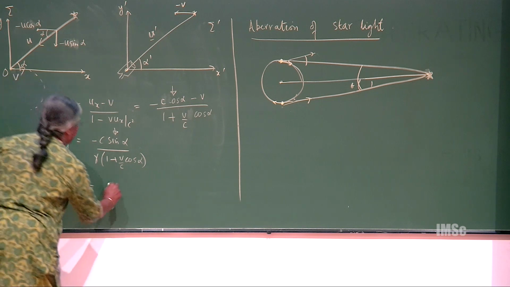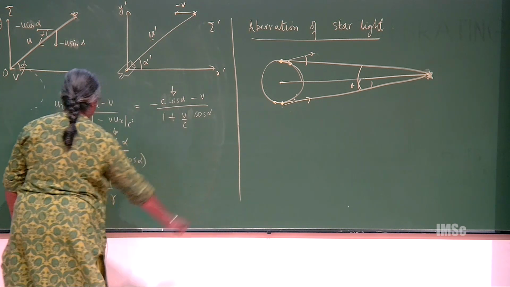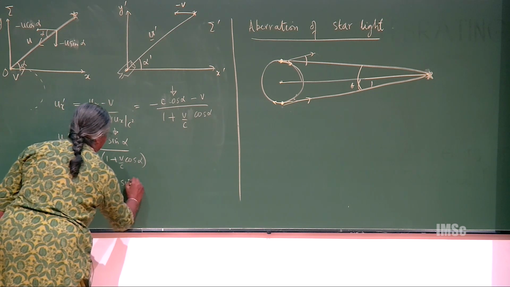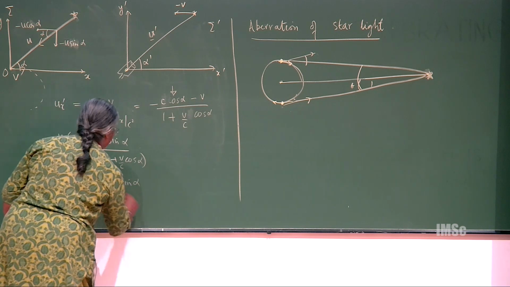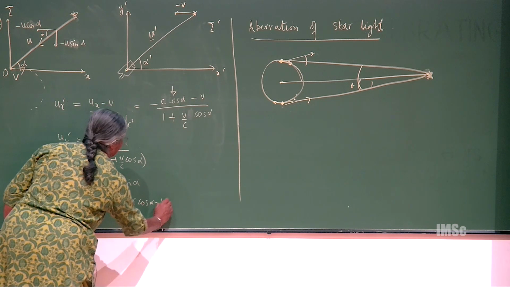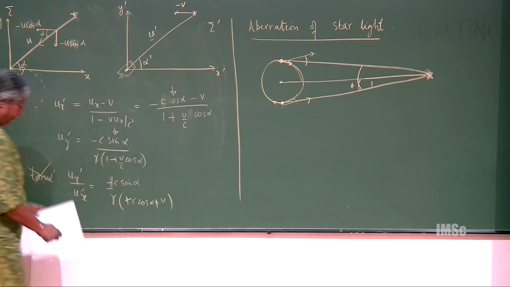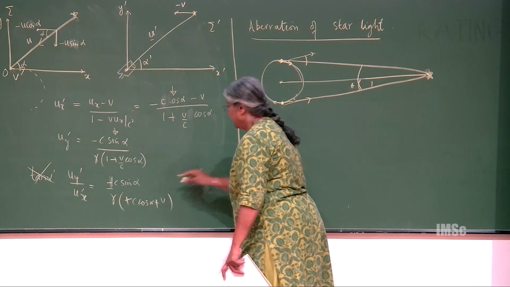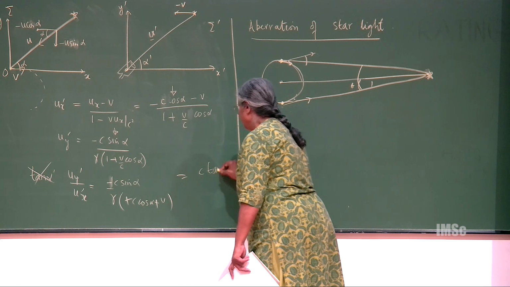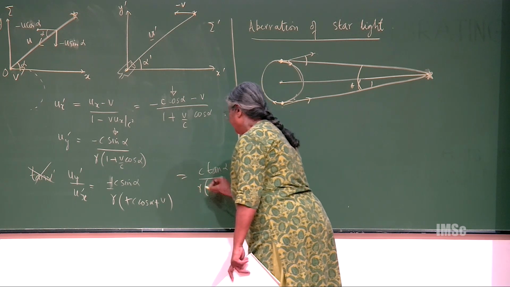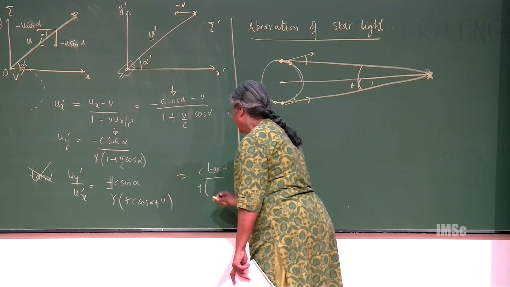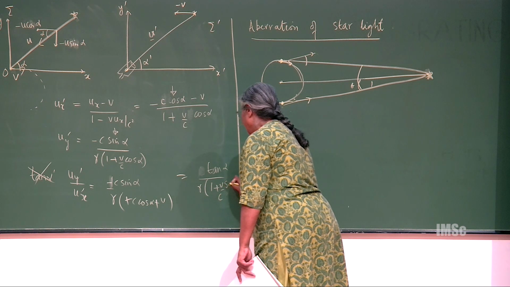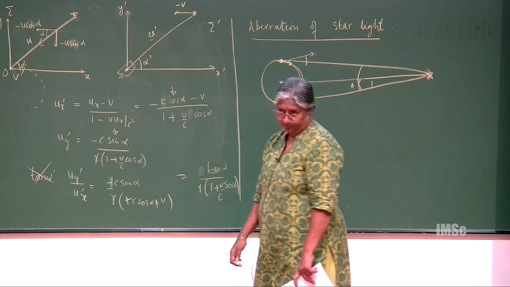So uy prime will have a gamma in the denominator. This denominator will cancel with this denominator. So I will have minus c sine alpha by minus c cos alpha minus v. So let's make it all plus. Okay, and I can take out cos alpha. So I'll get c sine alpha by cos alpha is tan alpha by gamma, and I can even take out the c. So I can remove the c, and this is 1 plus v by c cos alpha inverse is secant alpha.